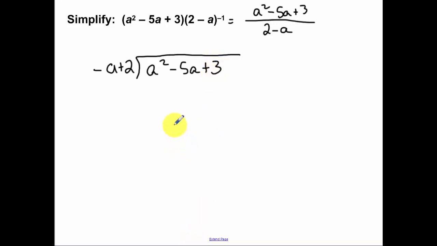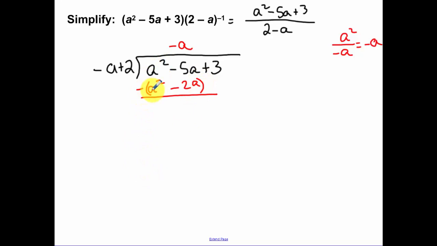So what times negative a gets me a positive a squared? Or you could think about it like a squared divided by a negative a, that simplifies to be a negative a. So that's how I know what goes up top. Then you take and multiply this negative a to both of those two terms. A squared minus 2a. Now remember, you're subtracting.